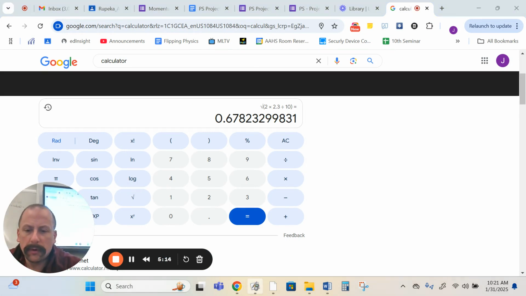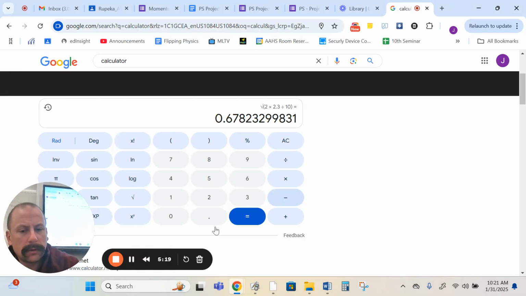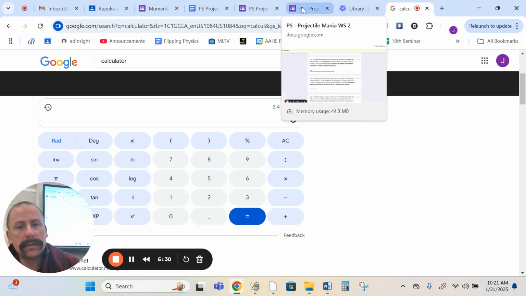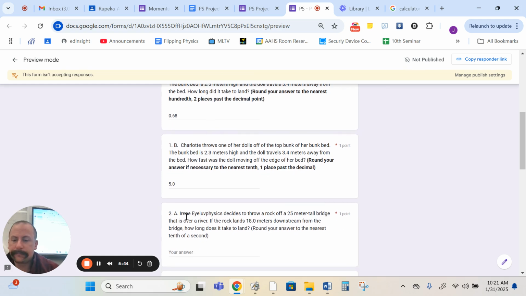I say it was 3.4. Yep. 3.4 divided by 0.68. Oh, 5. And it did say round the answer to the nearest tenth if necessary. So over here in the form, I can either enter 5 or 5.0. Please don't put that whole thing in there. Either one, 5.0, since it says one place past the decimal. If you just have 5, again, that'll be the same.